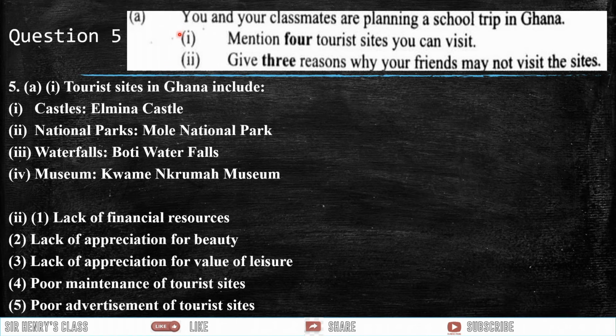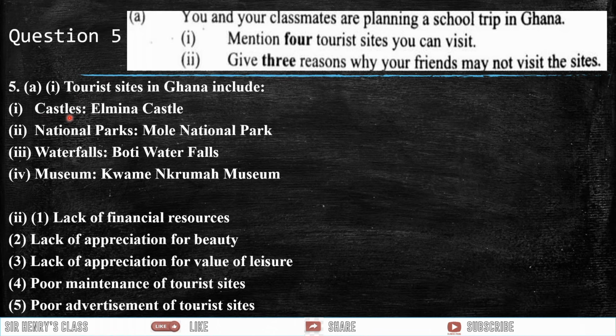The final question, 5A: you and your classmates are planning a school trip in Ghana. I, mention 4 tourist sites you can visit. And II, give 3 reasons why your friends may not visit the site.